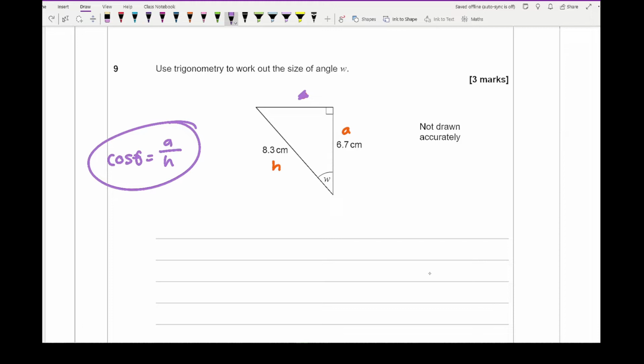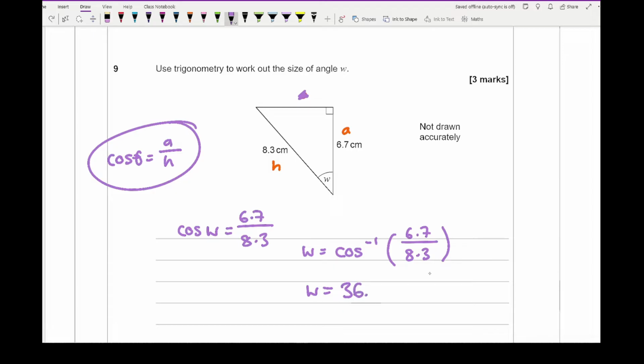So using this formula and substituting the values in, I get cos W equals 6.7 over 8.3. So to work out W, it's going to be the inverse cos of that fraction, so 6.7 over 8.3, and if I type that all into my calculator, I get an answer of 36.2, and that's going to be degrees, and that's written to 1 decimal place.